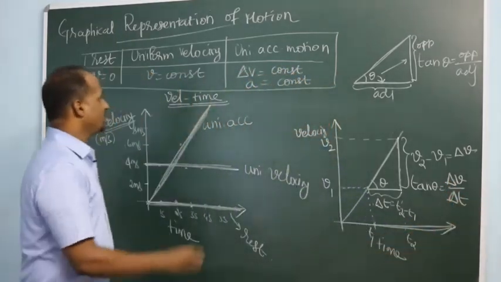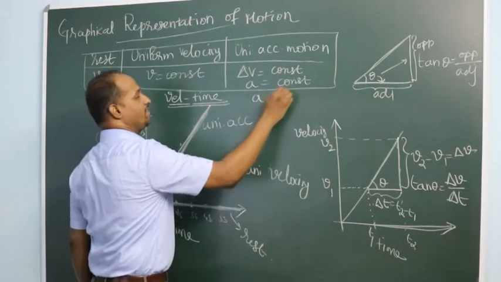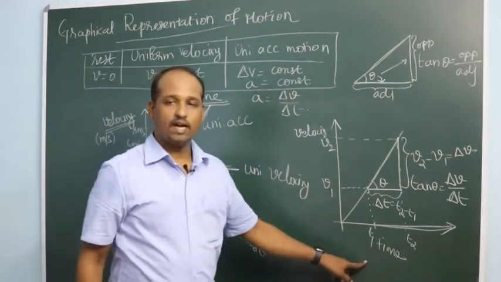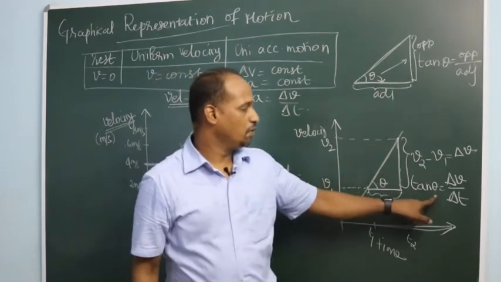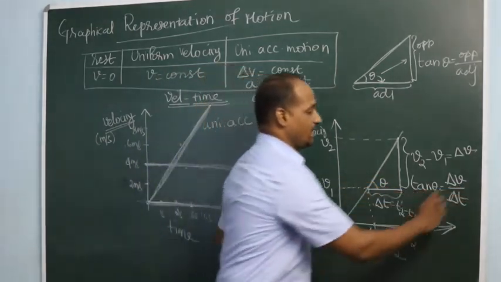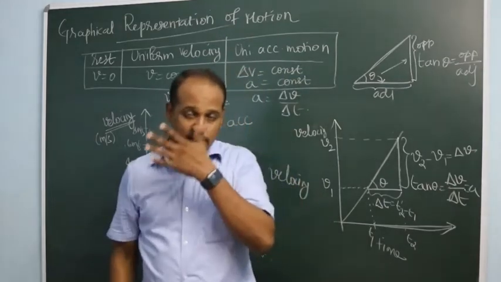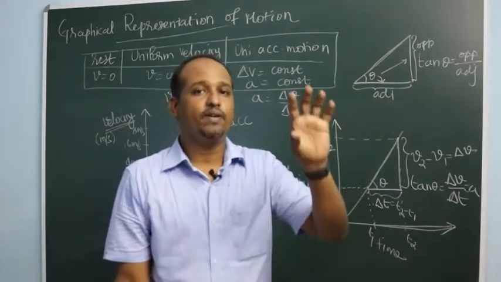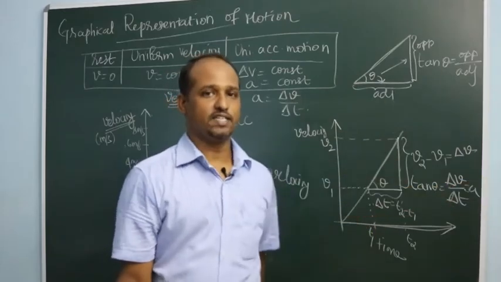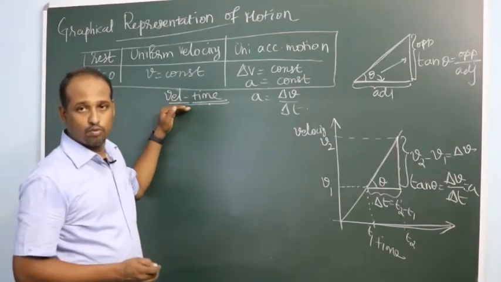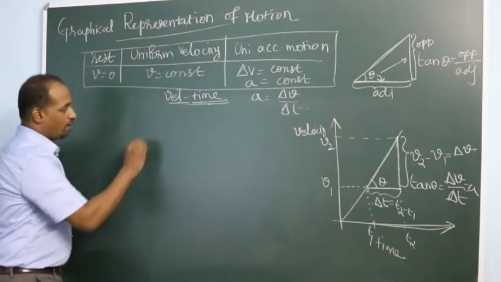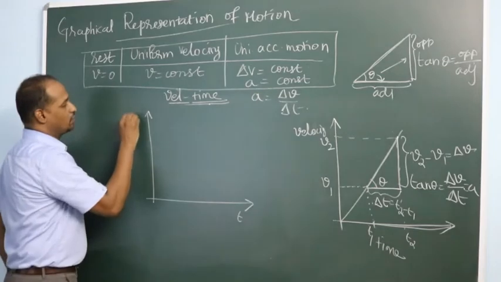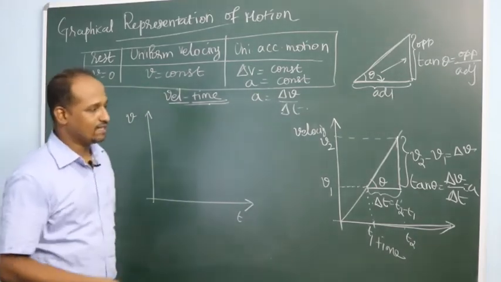Delta v by delta t is nothing but acceleration. Acceleration is defined as change in velocity by time taken. So in velocity time graph, if you take slope, that slope will be equal to acceleration. So in position time graph, taking slope will give you velocity. In velocity time graph, if you take slope, that gives you acceleration. There is more to velocity time graph. We have just found that the slope of the velocity time graph gives you acceleration.